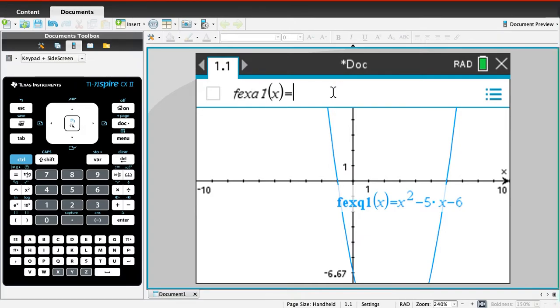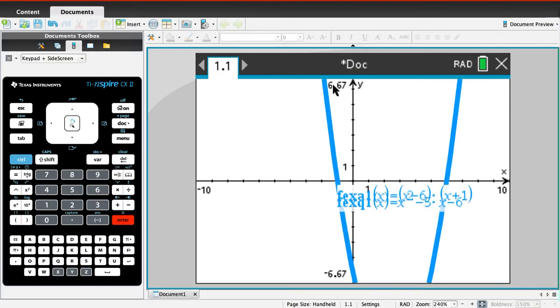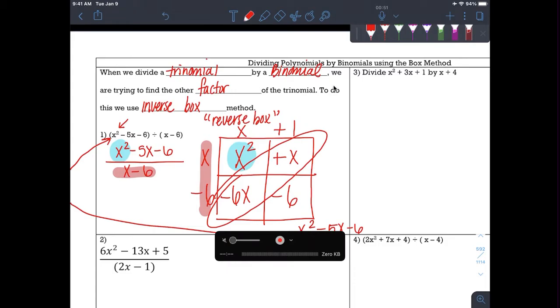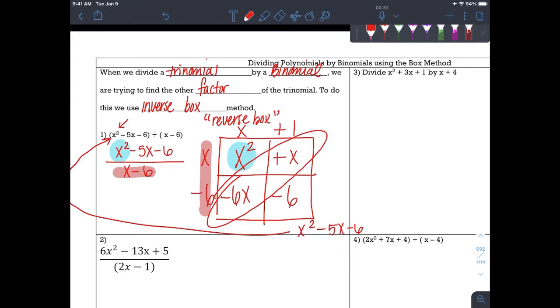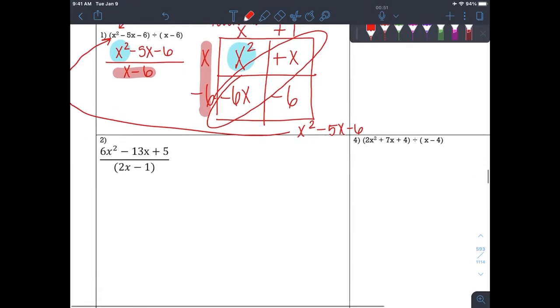I'm going to put in the 2 factors that I found, x minus 6 times x plus 1. And look at that, they lie right on top of each other. So this is most definitely the correct answer. It's as simple as that. All we're doing is working back and forth in between these. We're just dividing, but in a kind of weird, guessy way. Let's take a look at example number 2.